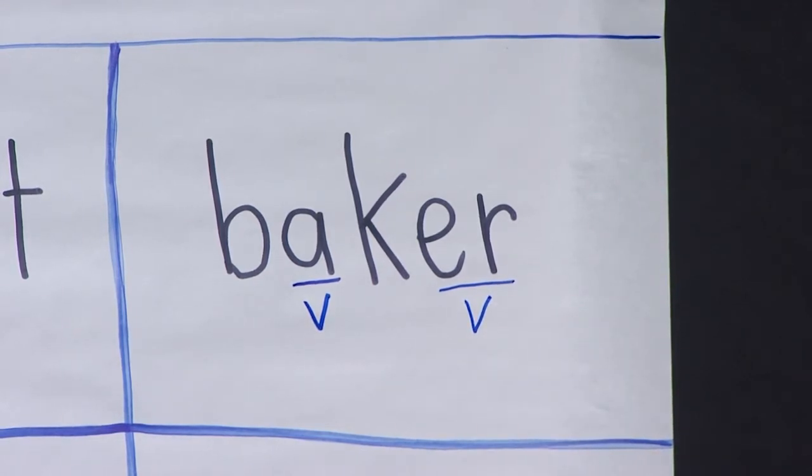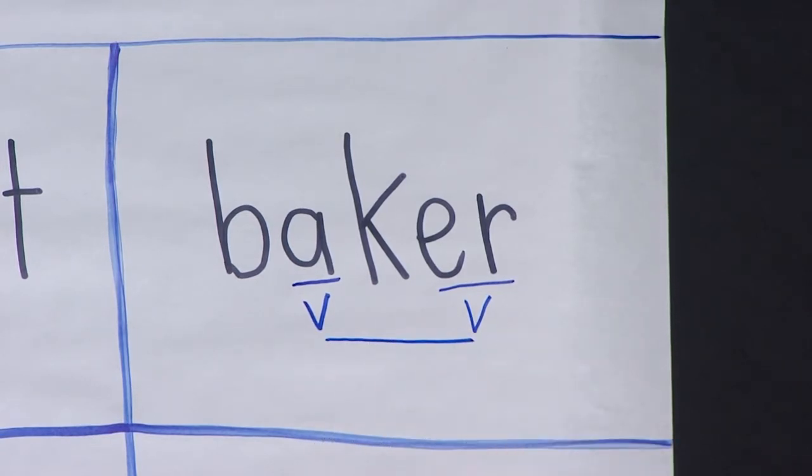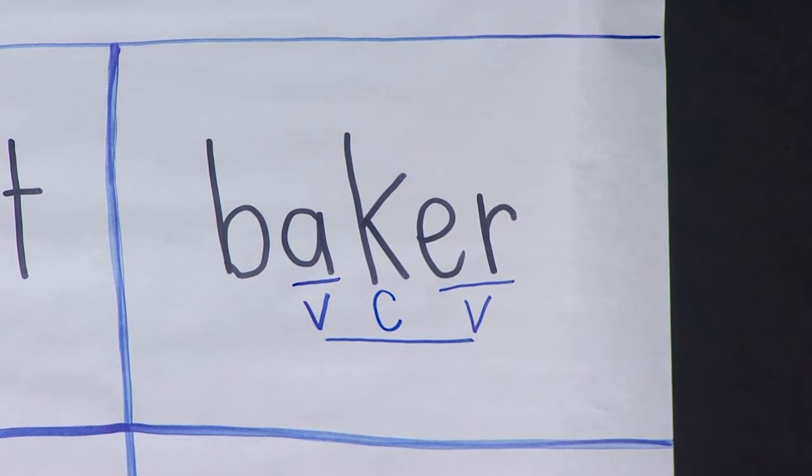What do I do now? Okay, I'll draw my bridge connecting my vowels. Now I need to look for step 3. And it tells me to label the consonants I see on my bridge. I only see one. How many do you see? Very good. I'll label consonant K with a C.